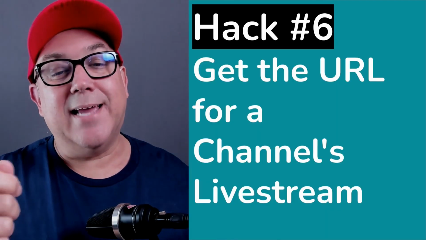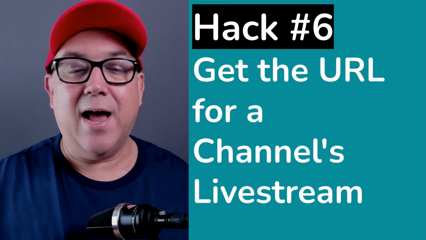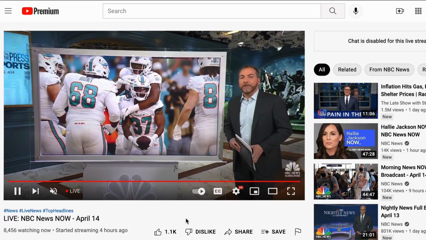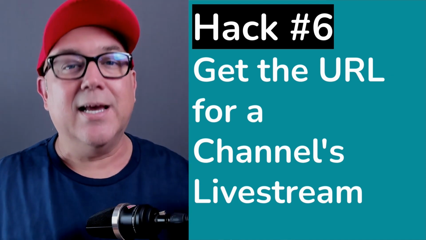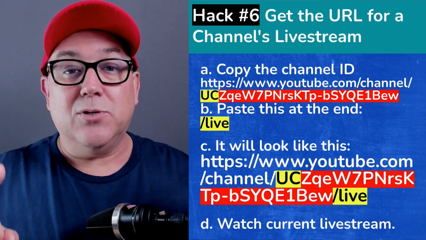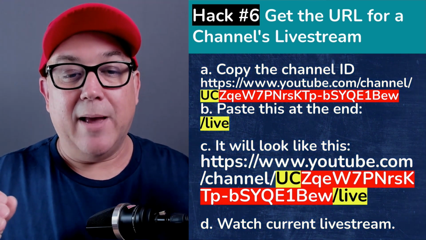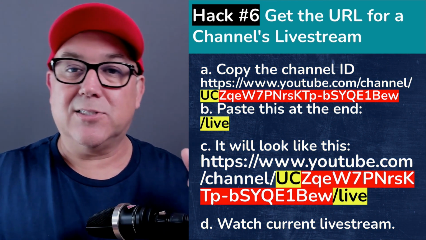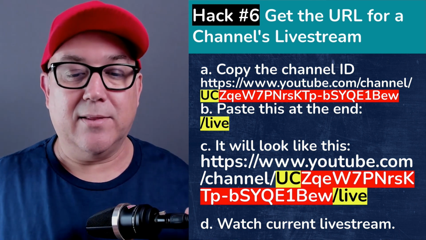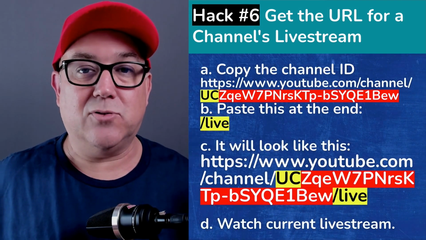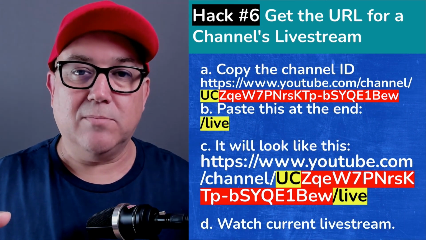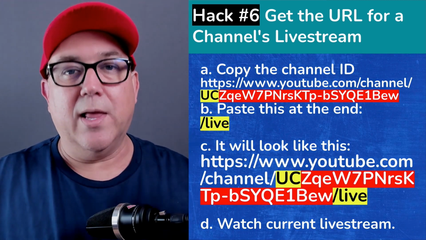Hack number 6, get the URL for a channel's live stream. So let's say you're a fan of a particular channel and you love it when their live stream comes on and you want to be the first person to get on there. You can just bookmark where their live stream is going to be, because it doesn't exist until they are live. What you do is you get their channel ID, which we've been talking about, and you add /live to the end of it, and it's going to look like this below with a /live at the end of it. Now you can watch their current live stream. Note, the old live streams don't appear in this, just the ones that are live right now.